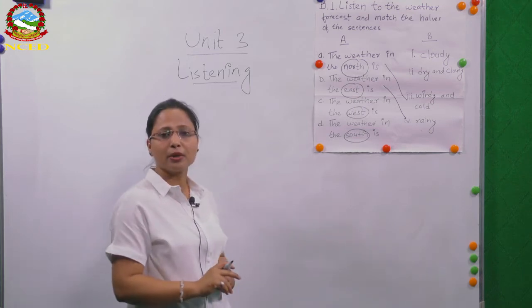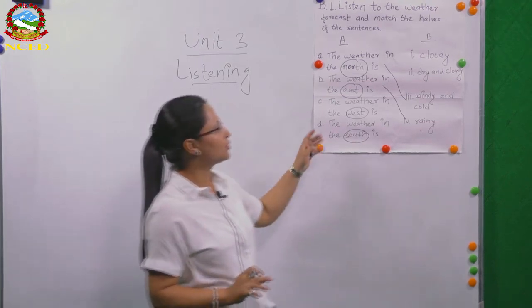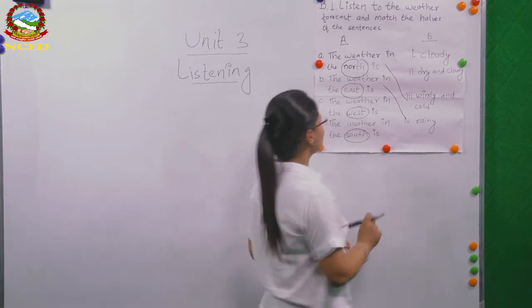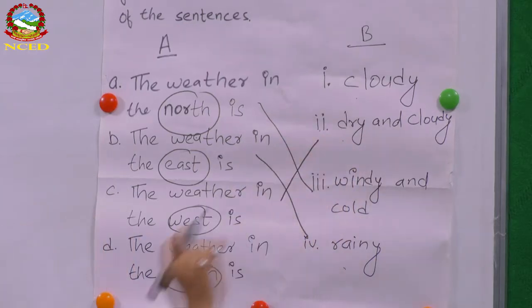So in the west and middle of the country, what will be the weather like? It will be dry and cloudy, right? So the right answer is C, matches with number 2.